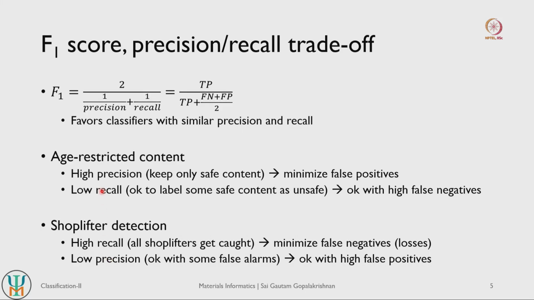So in some cases you want high precision, in some cases you want high recall, and in cases where you want models to have a balance, where you want similar precision values and similar recall values, you can actually define a new performance metric called the F1 score. The F1 score is very simply the harmonic mean of your precision and recall values, right.